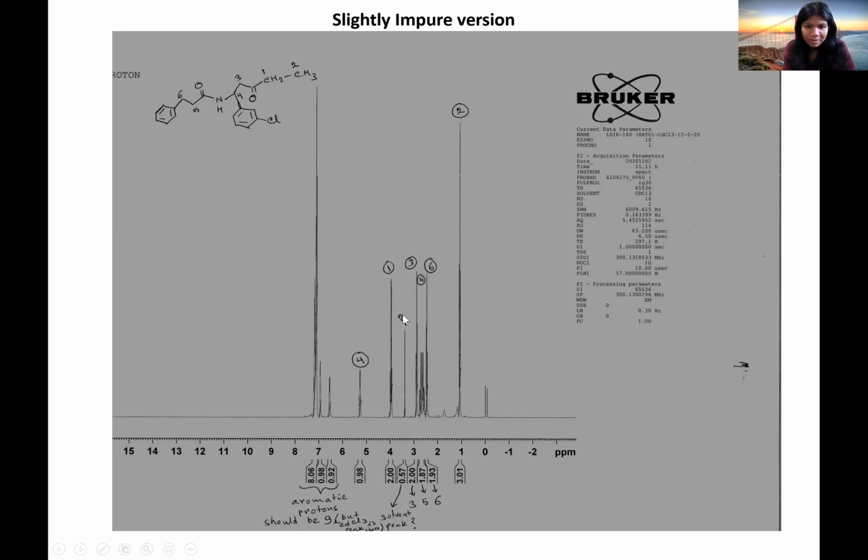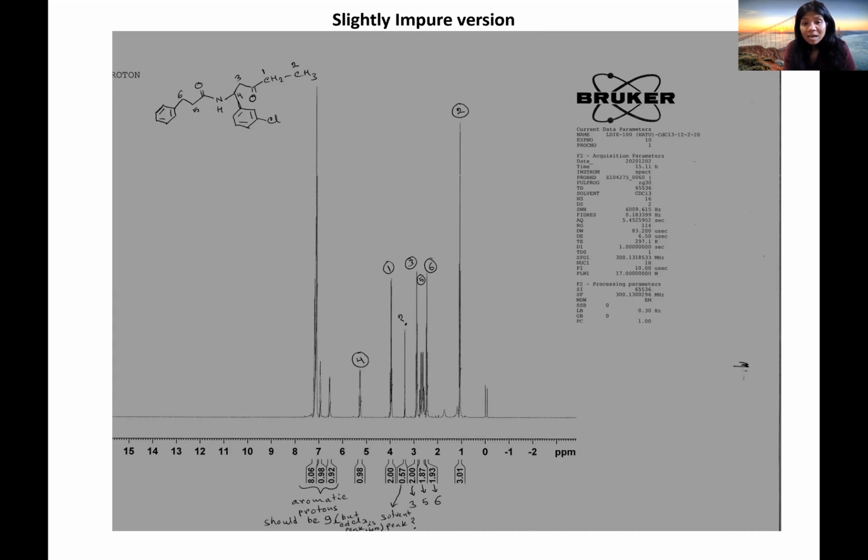I couldn't assign this extra peak. And let's check in the aromatic region. The aromatic protons should be 9, but we can see 8, 9, and one more peak. This is again in CDCl3, so it could be due to the solvent. I do not know, but it may be due to the solvent. But we see one extra peak in this aliphatic region, which I have marked here. I couldn't assign the peak to any of the compound peaks.